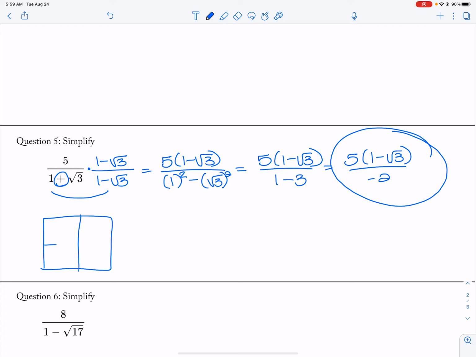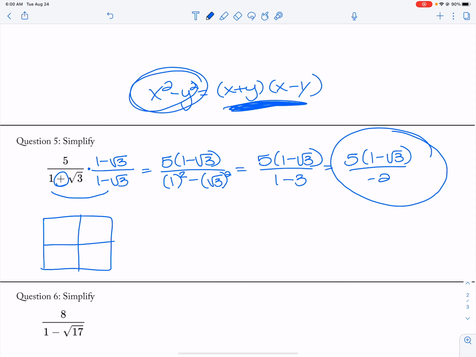Okay, and you could have done the box. You would have gotten the same answer. But again, I'm trying to show you guys that when I'm trying to create a difference of squares, x squared minus y squared is x plus y times x minus y. So if I had an x plus y and an x minus y, it goes back to a difference of squares like that. So I can go backwards. Okay.